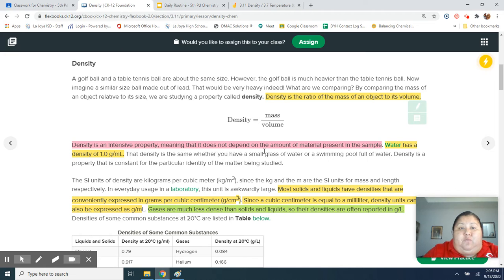If I have a cup of water, the density is still 1 gram per milliliter. If I have a river, it's still 1 gram per milliliter. If I have an ocean, it's still 1 gram per milliliter. Okay, this is what we mean by it does not depend on the amount present.